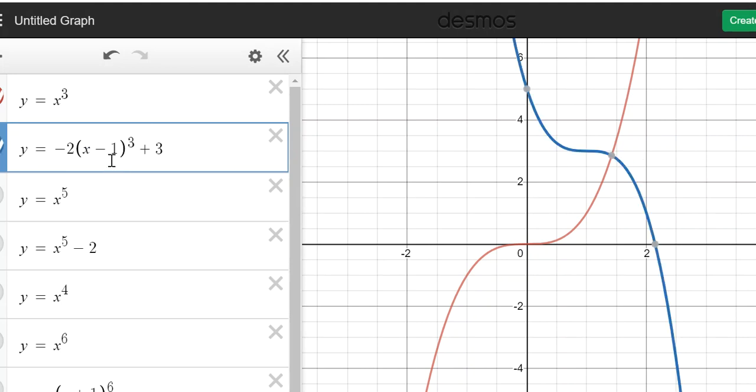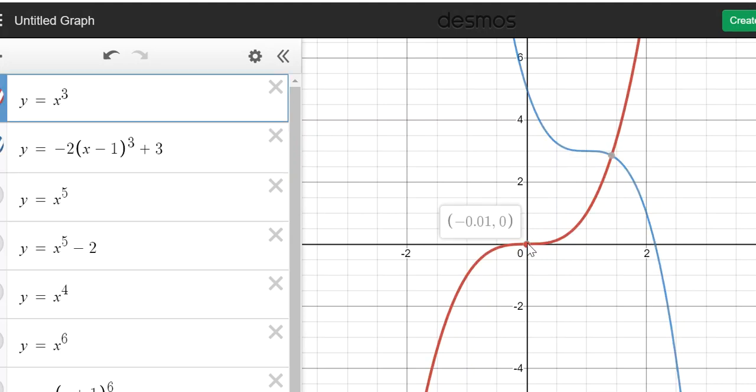And a few things happened. You'll see the center dot right here. Well, actually, the center dot's right here. And what happened is it shifted to the right 1 unit, and it shifted up 3. So that center dot, if I can get on there, is 1, 3 compared to the origin of the other graph.